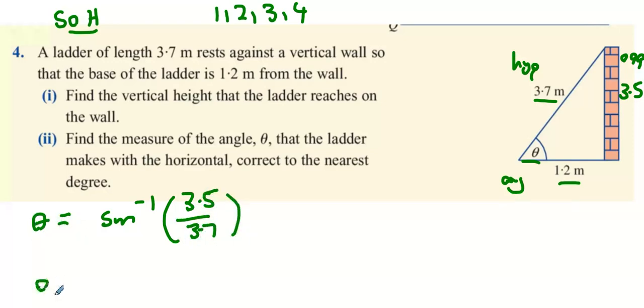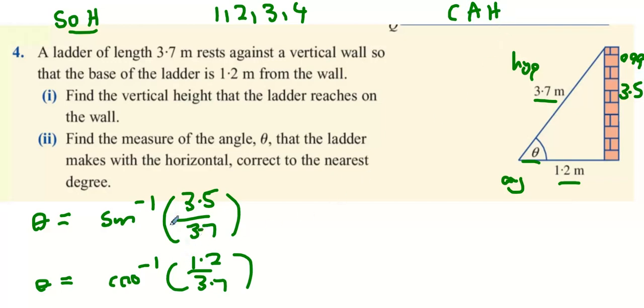I could also use cos inverse, which would be your 1.2 divided by your 3.7. Remember, adjacent over hypotenuse if you're using cos. Now, the only reason I'm using sine inverse and cos inverse is because it's an angle question and I'm being asked to get the angle. I could also use tan inverse 3.5 over 1.2.